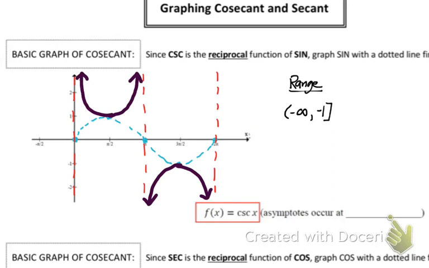Then we jump up here. To make that jump, we put a little union sign, a little U. And we start at 1. Then the highest point this graph gets is infinity with a parenthesis. So if you said negative infinity to infinity, you'd be wrong just because of this gap here.